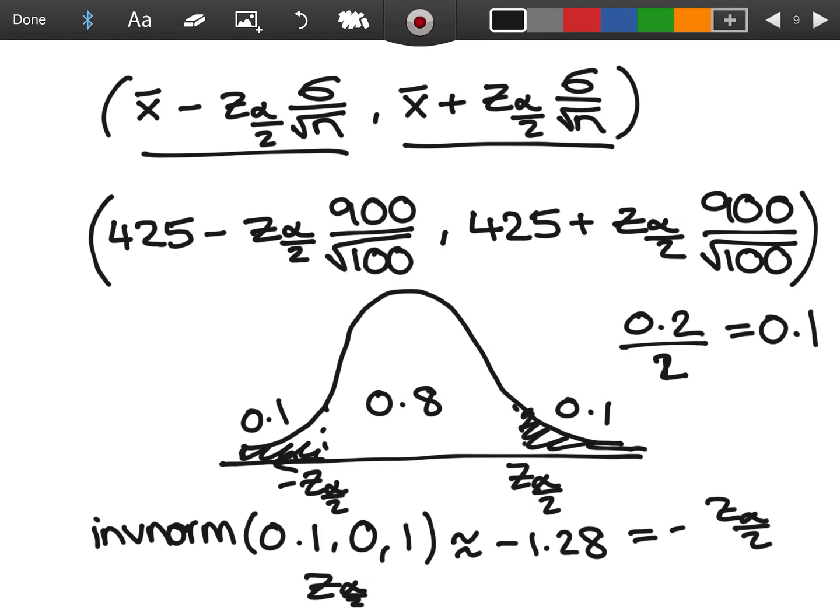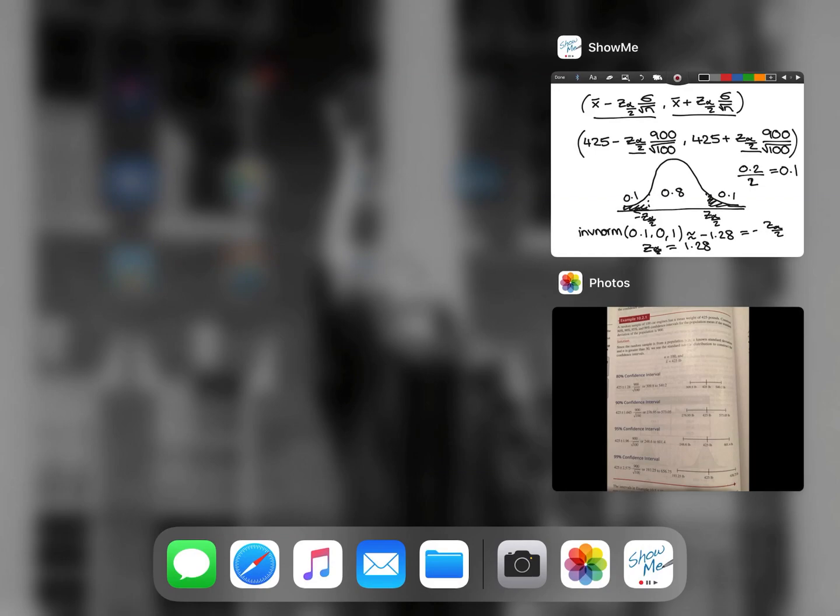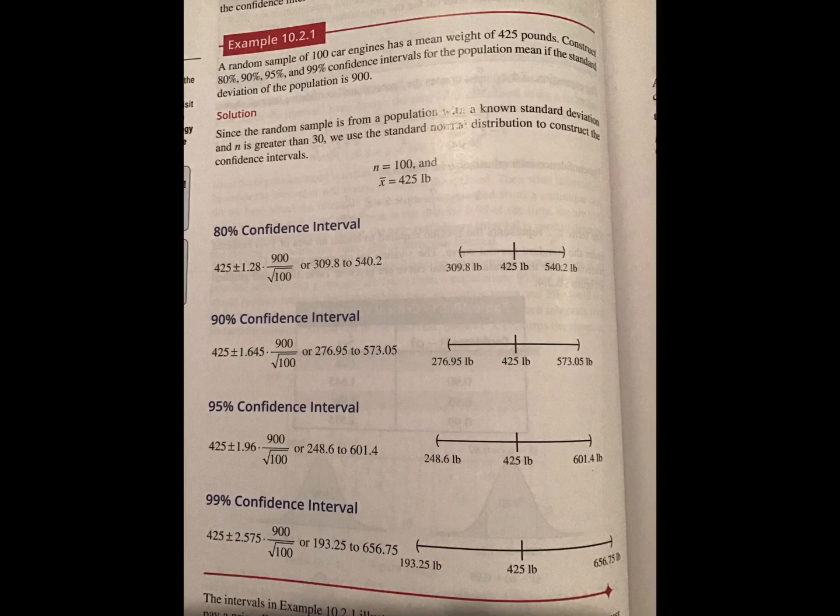Okay. If you want z of alpha over 2, remember, this is negative z of alpha over 2 that I've looked at here. So z of alpha over 2 would just be 1.28. Okay. So I can then go in and plug this in as 1.28 and 1.28. And then I can just plug it in, and that will give me my interval. So if you look at what they've done here, for our 80% confidence interval, when you multiply 1.28 by 900 over the square root of 100, which is 10, and then you add it to 425 and subtract it from 425, you'll get 309.8 and 540.2 as your interval.